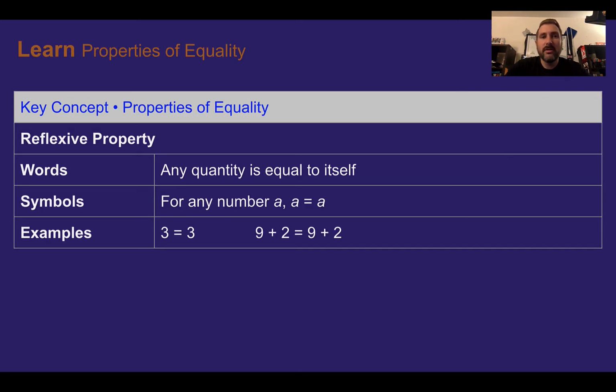Let's learn the properties of equality. So our key concept here is our properties of equality. There are 3 of them that we're going to go through here and more that we will encounter later.